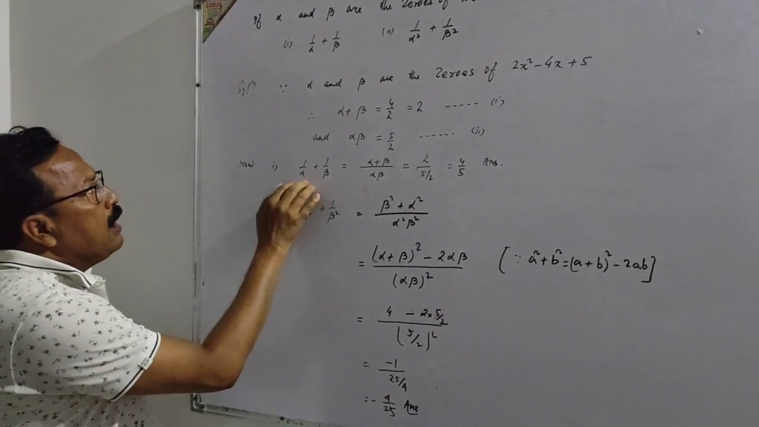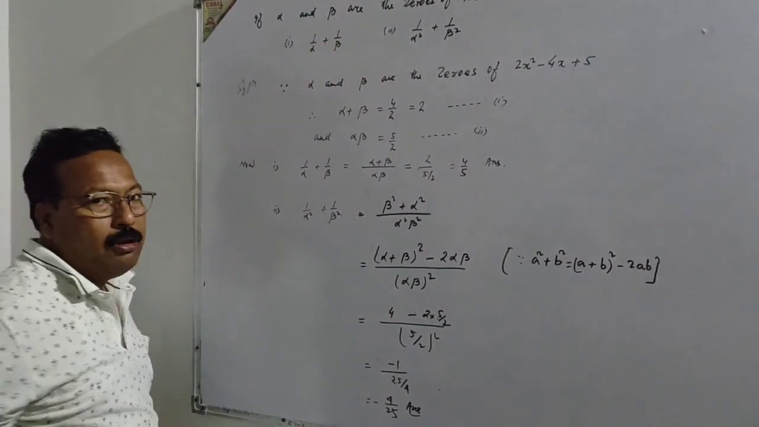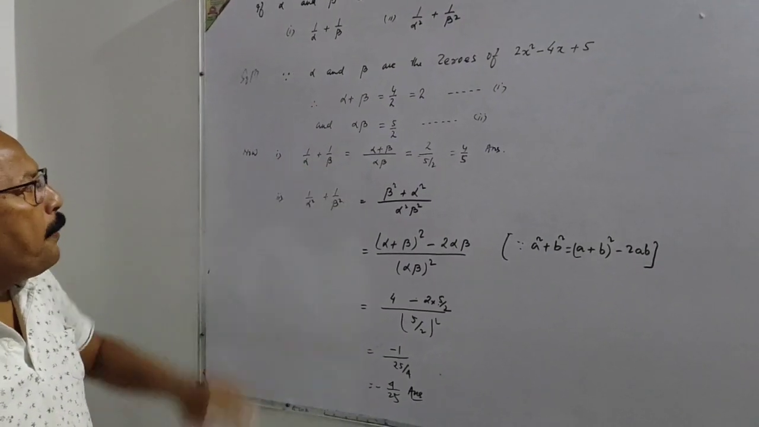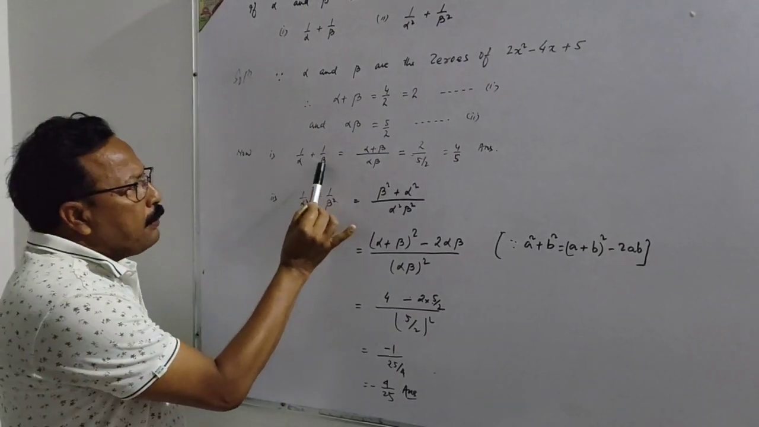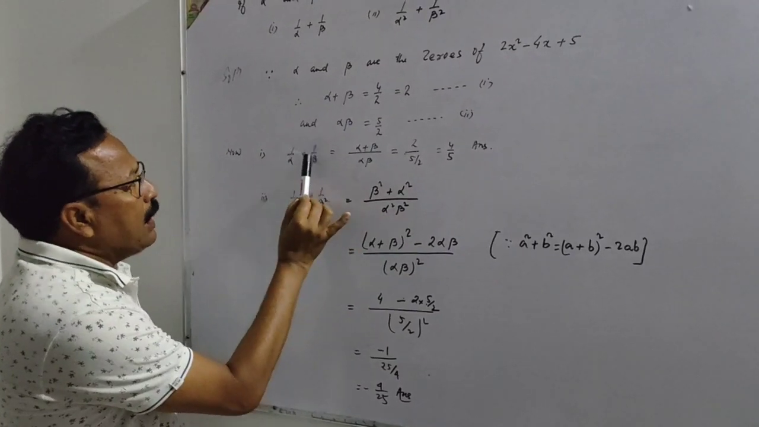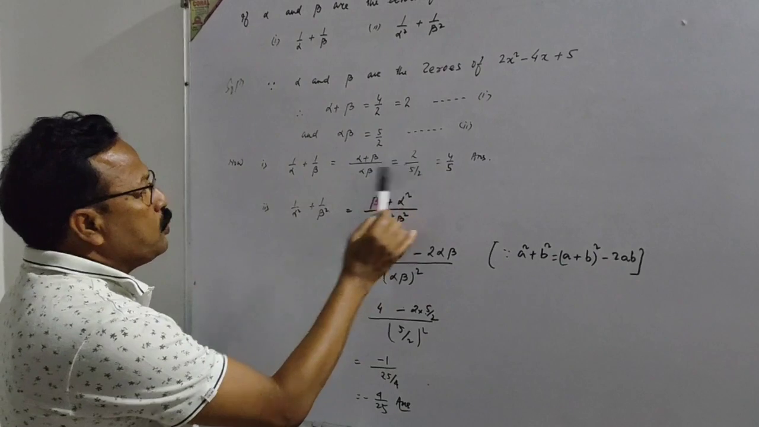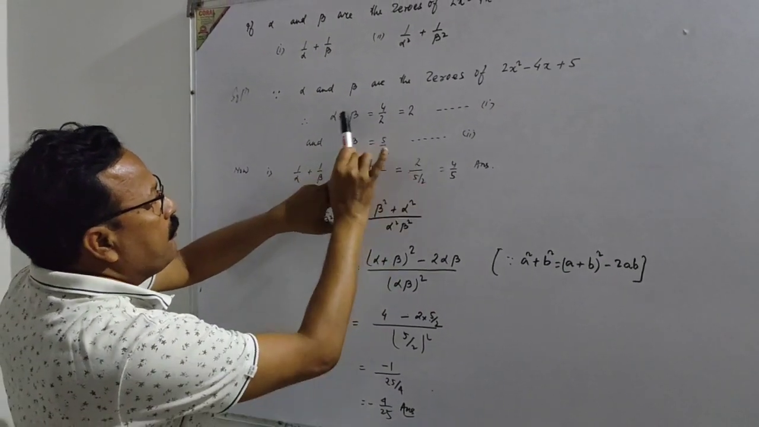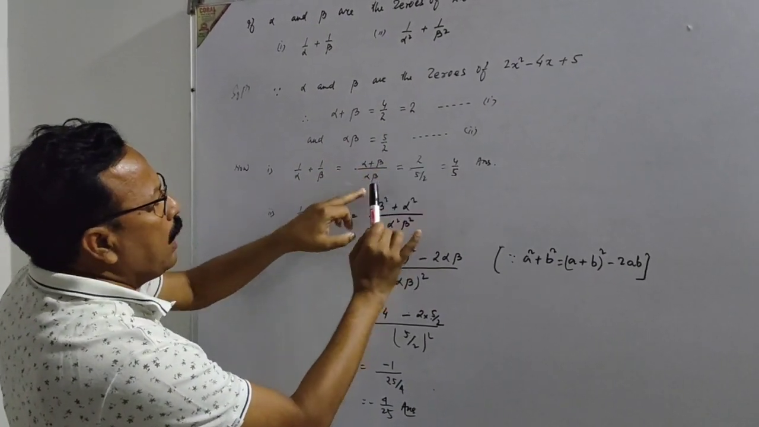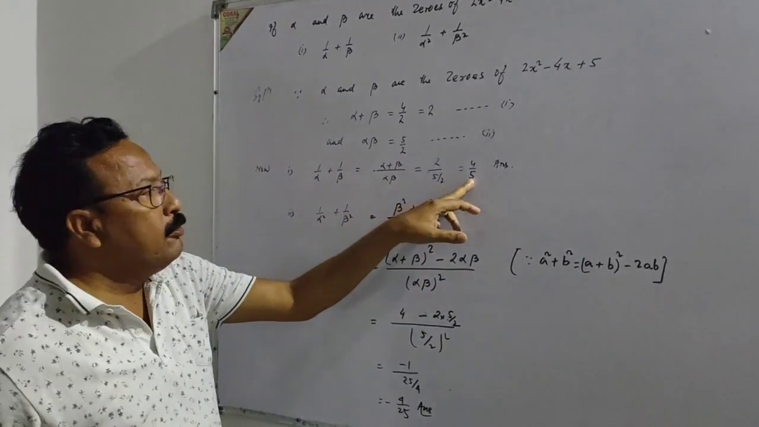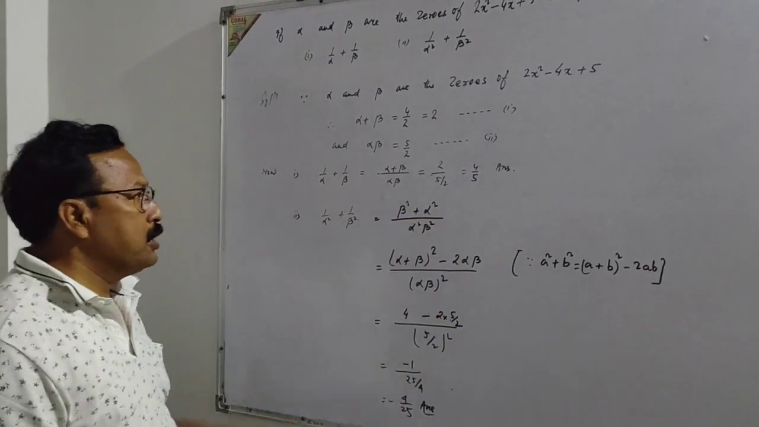Now we are going to find the value of question number 1, 1 upon alpha plus 1 upon beta. Here we have taken the LCM. You will get beta plus alpha, that is alpha plus beta, which from equation 1 is 2, and alpha beta equals 5 by 2. On solving, you will get 4 by 5 as the answer of question number 1.